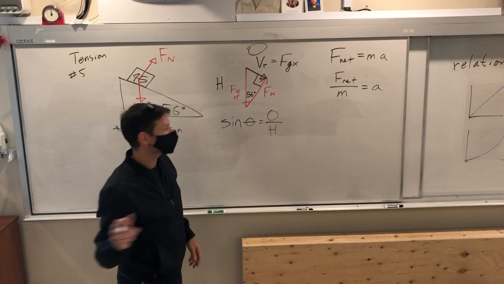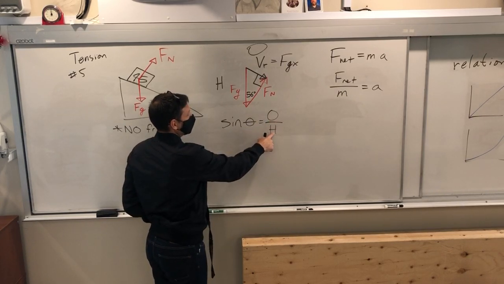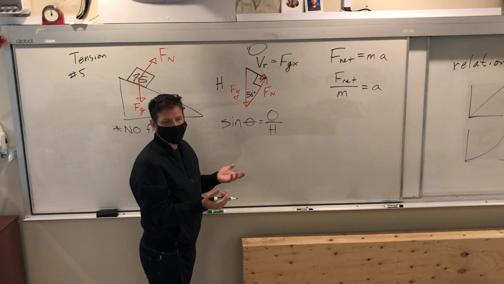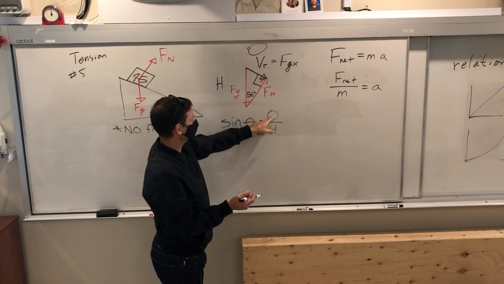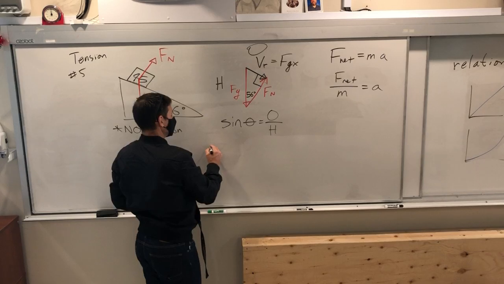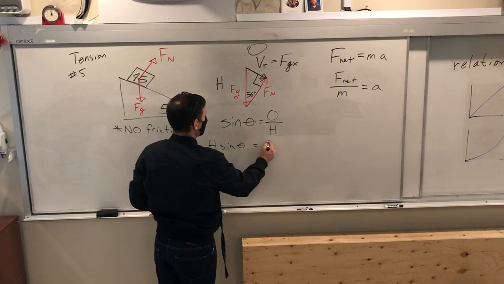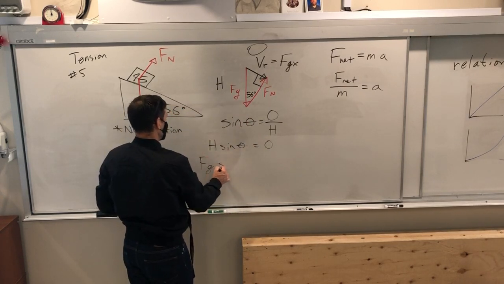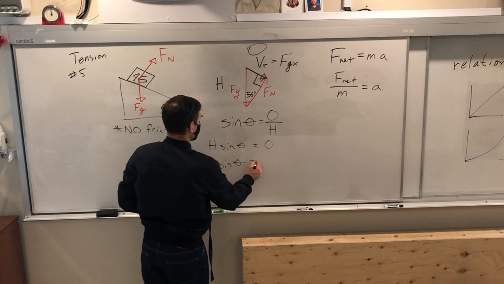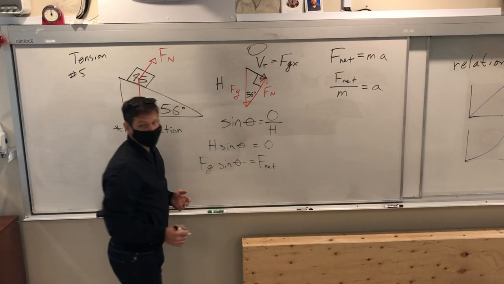That's good reasoning. So if the sine of theta equals opposite over hypotenuse, what do we want to find? We want the opposite side, right? So we just multiply this over. So h sine theta equals my opposite side, so Fg sine theta will give us, in this case, the net force.